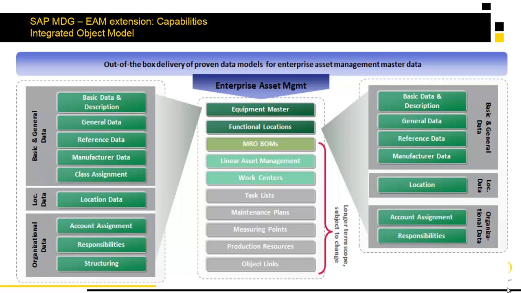The next slide is a review of the capabilities, but more so that integrated data object model. Previously we saw David talk about the data models from materials, from finance, from suppliers. If you look at the out-of-the-box data model that's provided for equipment master and functional location, you're going to have your basic and general data, so things like reference data, manufacturer data, class assignments. You'll also have location data, as well as organizational data, so account assignment, responsibility, structuring. On the functional location side, you'll have that basic and general data, including descriptions, manufacturer, location, as well as your organizational data, including account assignment, environment and responsibilities.